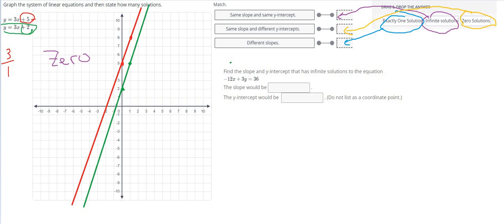And for the last one, we have negative 12x plus 3y equals 36. We want to find the slope and the y-intercept. Well, we need to solve this for y, so this is really just an algebra equation. So I will want to solve this in the form of y equals mx plus b. So the first thing we would do is add 12x to both sides.